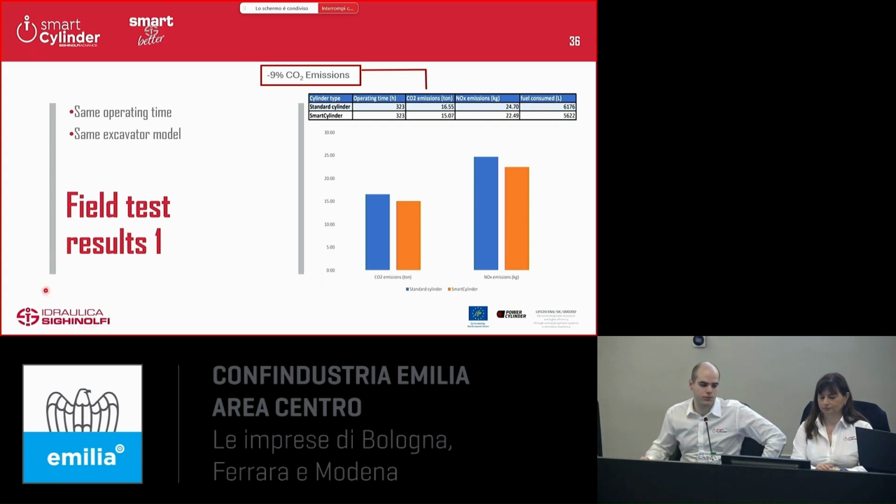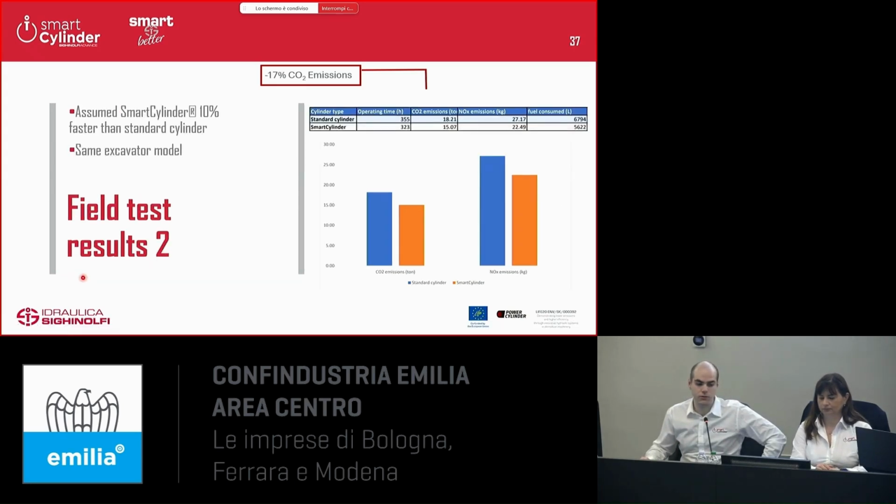So let's proceed to second scenario. In this case, we can assume that smartCylinder is 10% faster than standard cylinder, so we can make the same job in less time. And in this case, we consider the same excavator model. And in this second scenario, we have a reduction in CO2 of 17%. So it's more than before, even more.